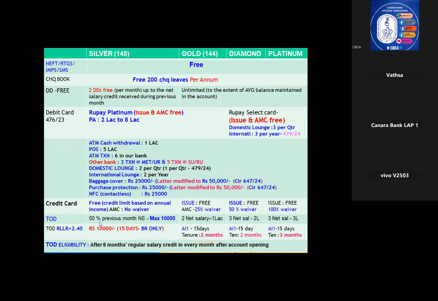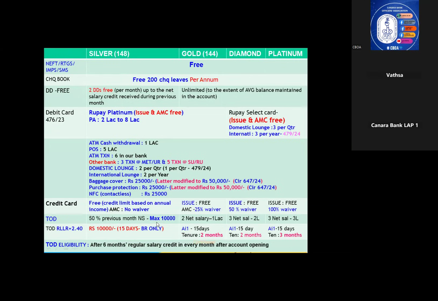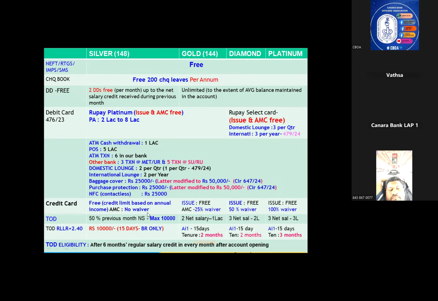TOD: 50% of the previous month's salary or 10,000 for the first category. Second category, it is 2 months net salary or 1 lakh. Third category, it is 3 months net salary or 2 lakhs. The fourth category, it is 3 months net salary or 3 lakhs.